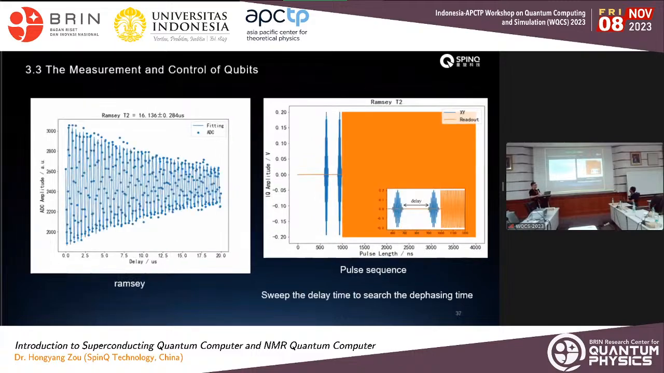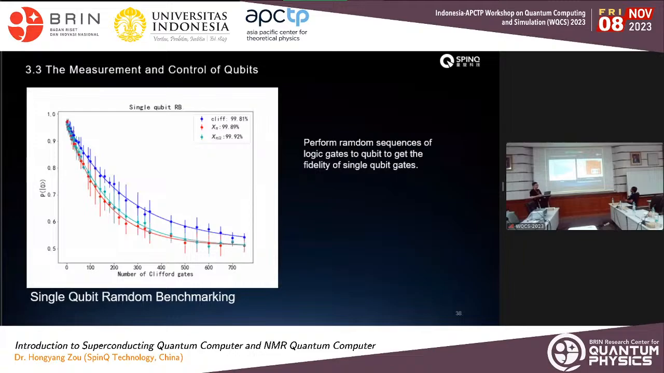And here we would like to measure the T2, so we use 2 pulses and we change the delay between the 2 pulses. We got this kind of spectrum, and we can get the T2 value through this measurement. And after this, we can do the single qubit randomized benchmarking, to get the fidelity of our single qubits. For example, here this half pi gate is 99.92%, the Y gate is 99.89%, and all the other gates are 99.8%.